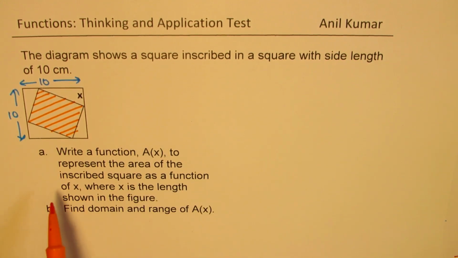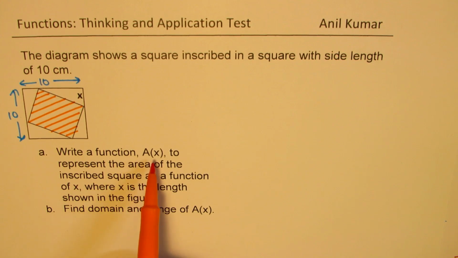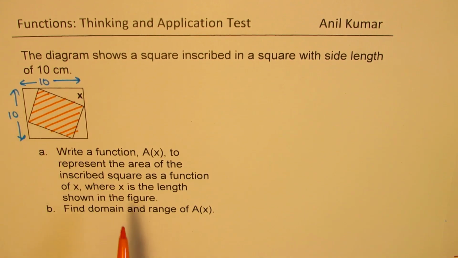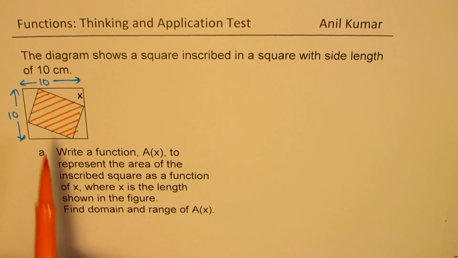Part A of the question is, write a function A of x to represent the area of the inscribed square as a function of x. So we need to find this area as a function of this x, where x is the length shown in the figure. Part B: find the domain and range of this area function. You can all pause the video, answer the question, and then look into my suggestions.